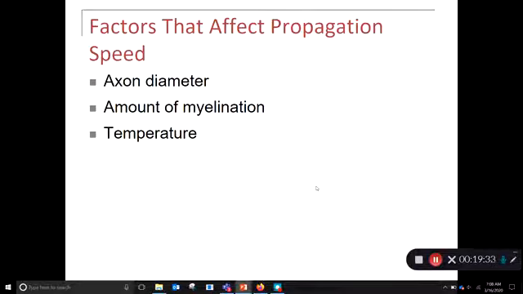Other factors that will affect propagation: axon diameter. The wider the wire, the more it can conduct. Same is true with axons. The wider the wire, the quicker the conduction. Amount of myelination: hey, if it's well myelinated, if it has that insulation, you're doing great. Temperature, just like your electronics, if it's too hot, it ain't gonna work very well. If it's too cold, it takes a little while to warm up. Amazing how electricity works, huh?